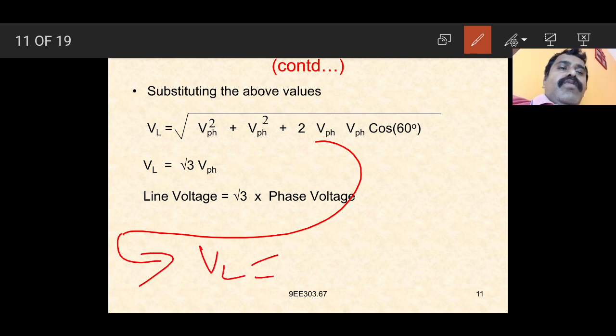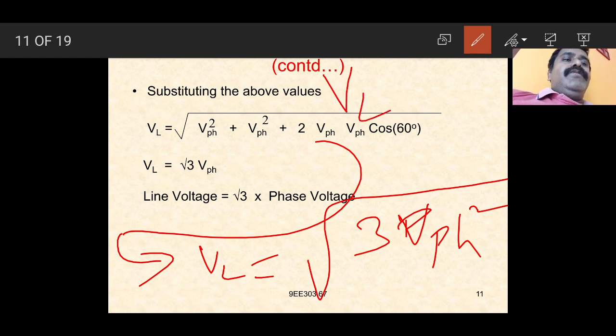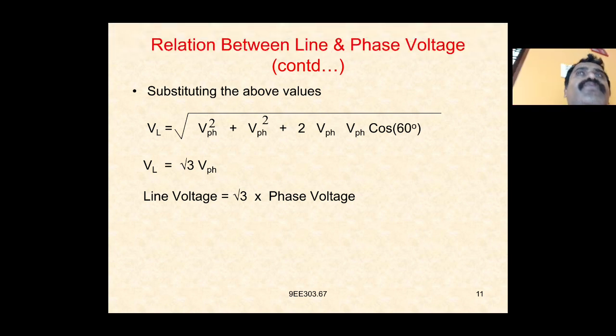VL is equal to under root of 3 V phase square, which will become VL is equal to root 3 V phase. So therefore VL is equal to root 3 of V phase. Again we can express line voltage is equal to root 3 of phase voltage.